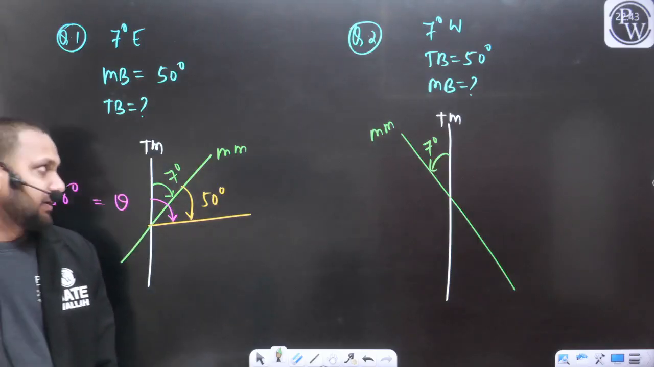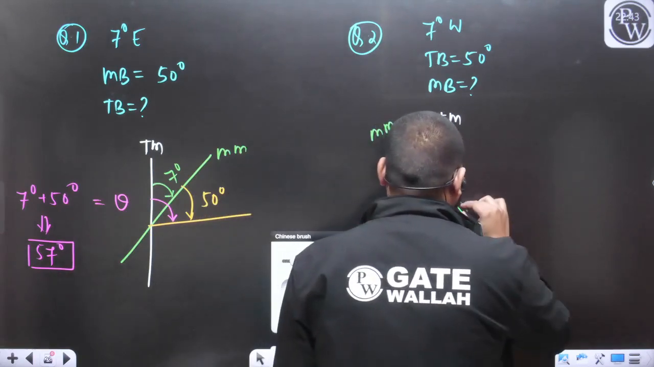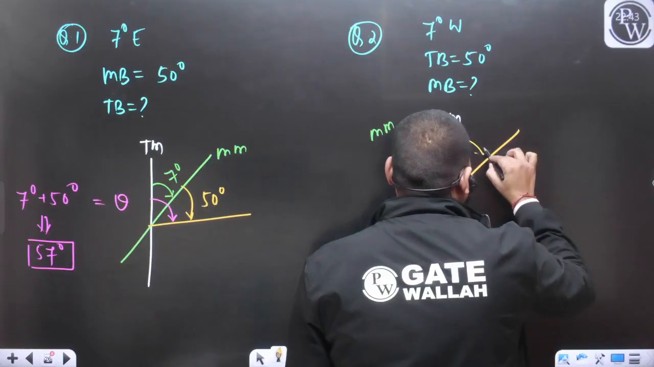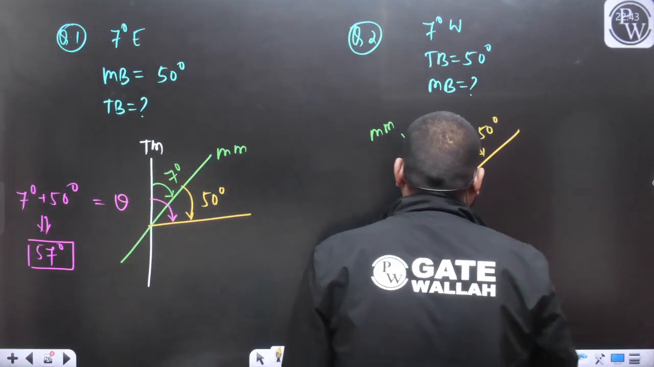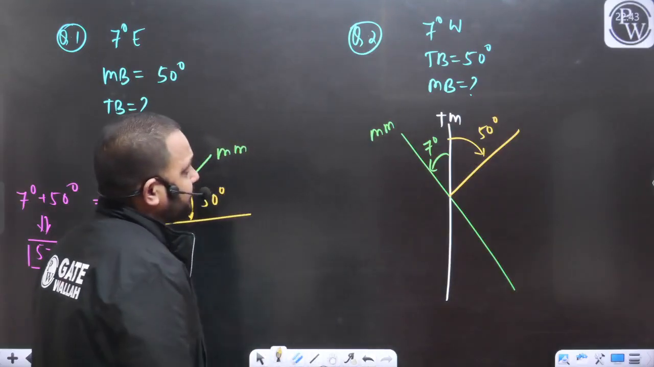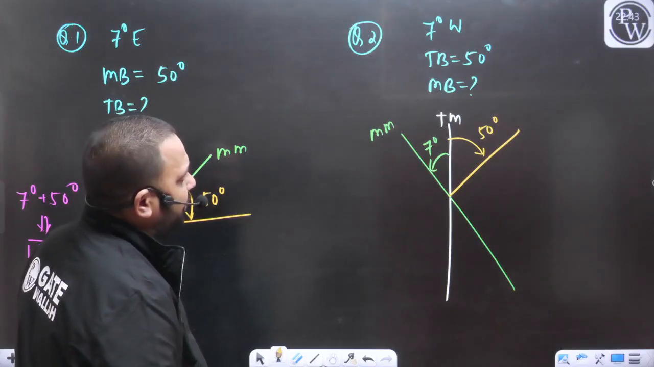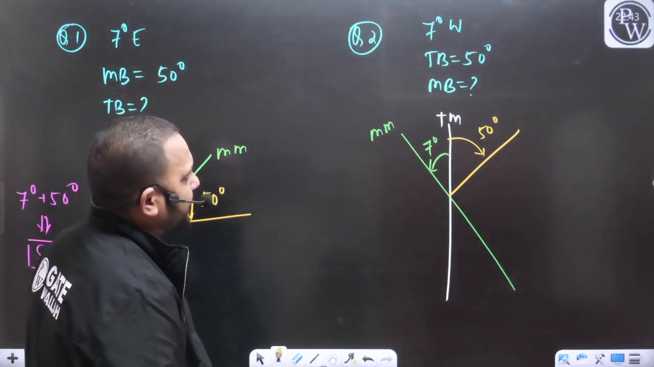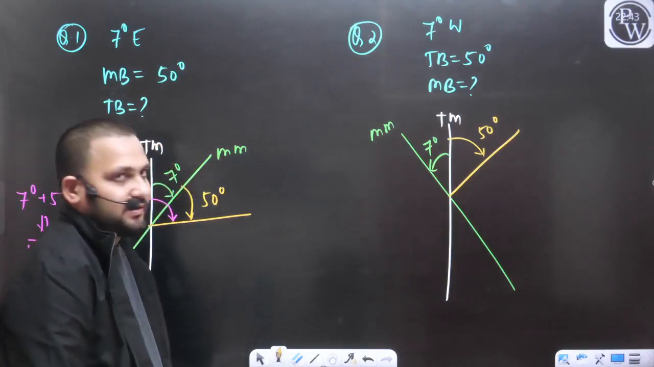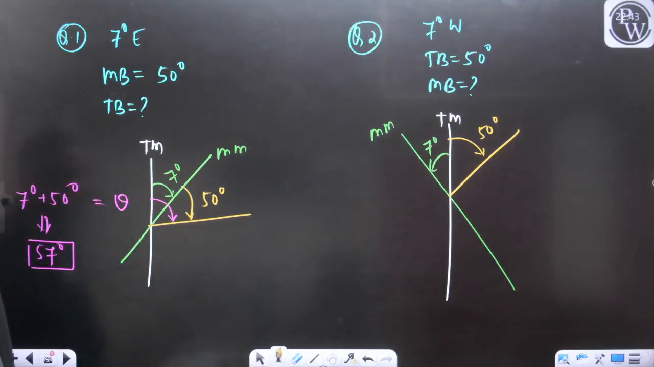Again for a line, they have provided you the true bearing. True bearing is given as 50 degree. That means this angle is given as 50 degree. So what will be the magnetic bearing?